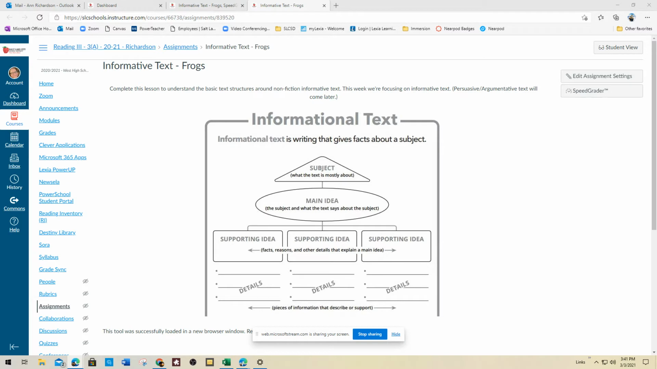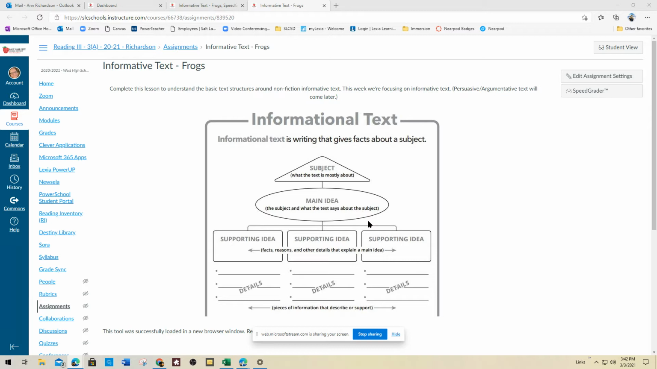First of all, I want you to look at the basic text structure for informational text. So you want to look at subject, what the text is mostly about. This is usually one word. Main idea is usually the first sentence in the paragraph. It can be at the end, but mostly it's at the beginning. So for example, we're going to read an article about frogs. The subject would be frogs, right? The main idea is going to be frogs are poisonous.